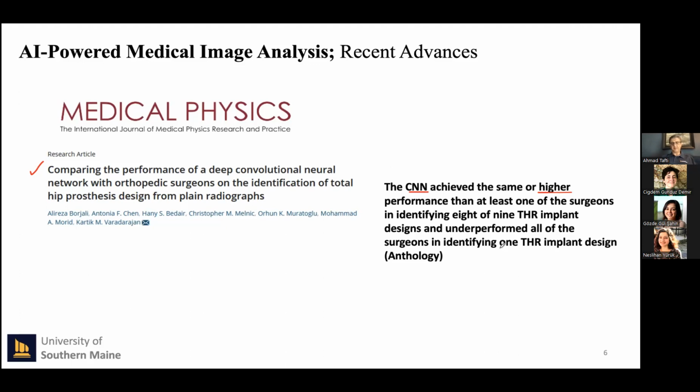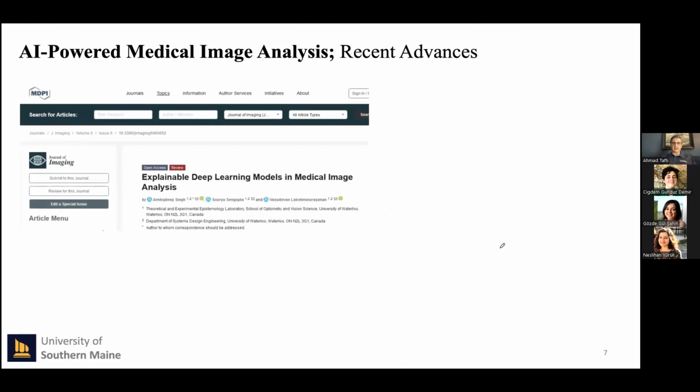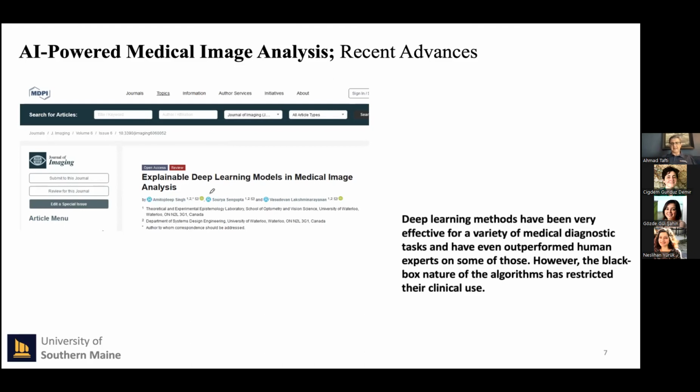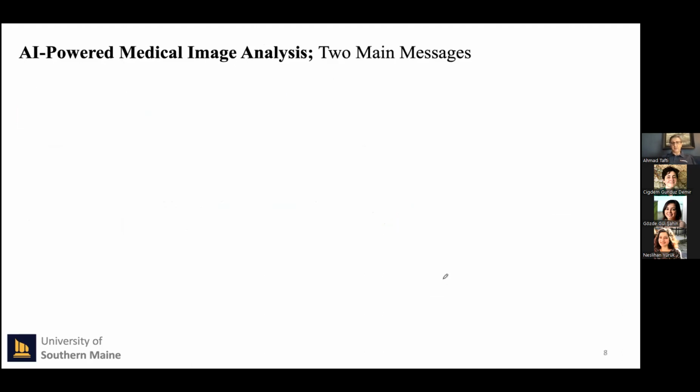replacement implant design. The last study I want to highlight in terms of recent advances in AI-powered medical image analysis is about explainable deep learning models in medical image analysis. We can see that they concluded deep learning methods have been very effective for a variety of medical diagnostic tasks and have even outperformed human experts on some of those, but the black box nature of those algorithms has restricted their clinical use.